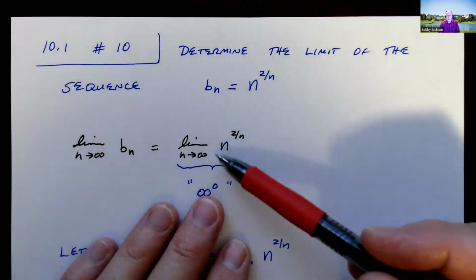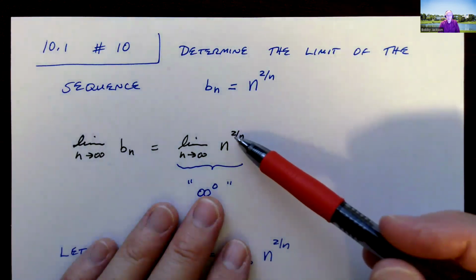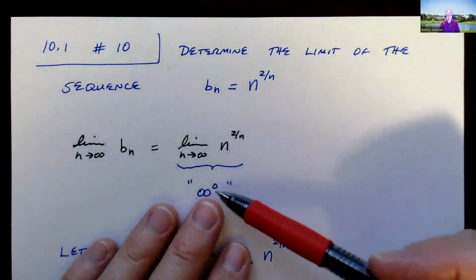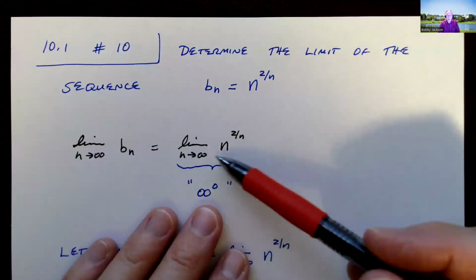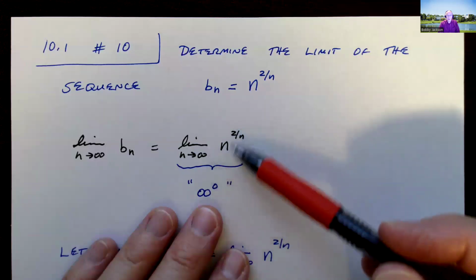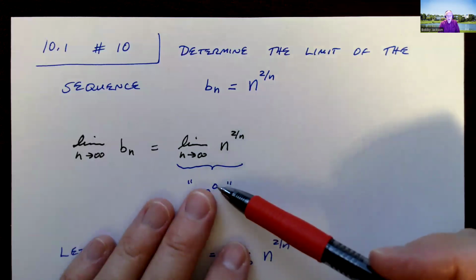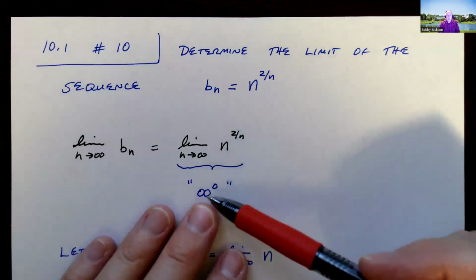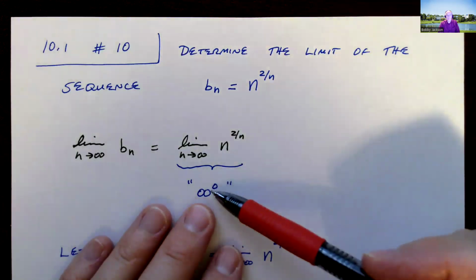The base n is clearly going to infinity, but 2 divided by n, that ratio, 2 divided by something going to infinity, is going to 0. This is an indeterminate form, right? The exponent is getting closer and closer to 0, and any number raised to the 0 power is 1. And so the exponent is trying to get this limit to be 1.